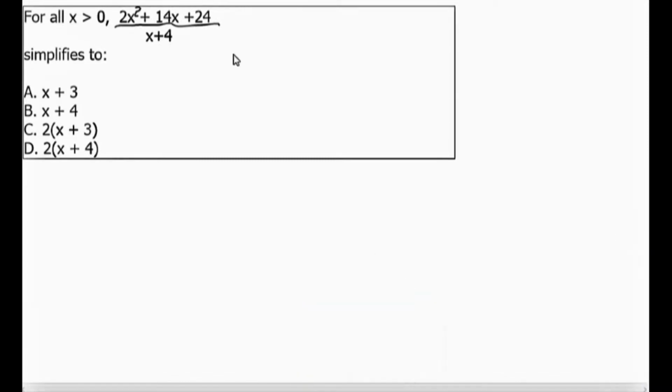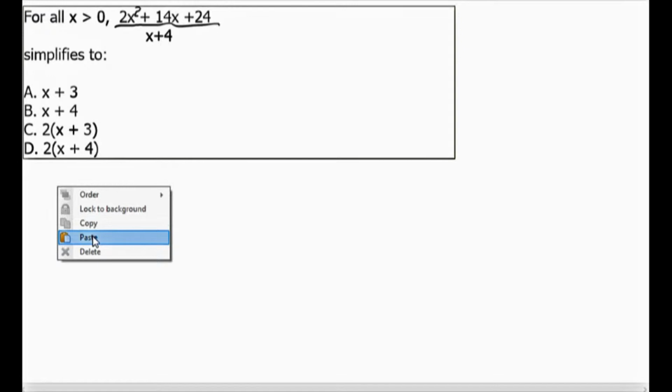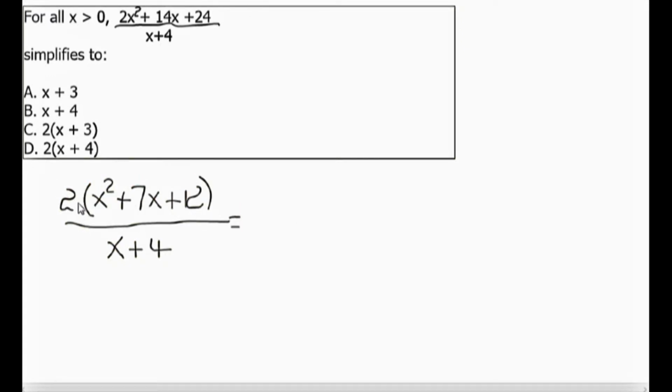Okay, guys, here's the problem. It's about simplifications. We got this expression, which is 2x squared plus 14x plus 24 over x plus 4. So we need to simplify in order to choose the correct answer. As we can see in the numerator, there is a common factor which is 2. We can factor out 2 since 2 times 7 is 14, 2 times 12 is 24. So first, we're just gonna factor out 2, which is the common factor. So we have this expression, which is x squared plus 7x plus 12.